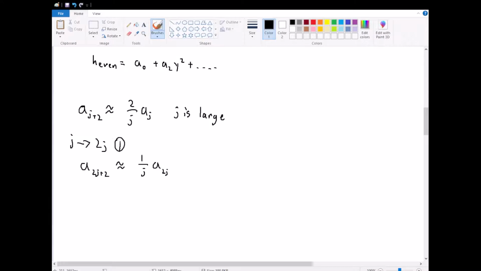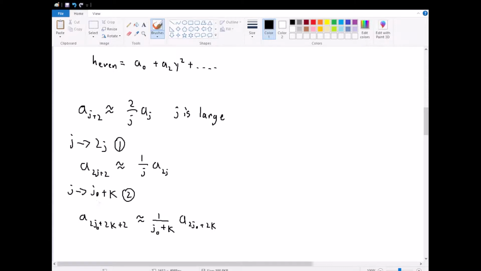So I'm going to keep track, and I'm going to say this is the first thing I did, and keep going. We're going to do another change in index: from this point, we change j to j naught plus k. This is our second index change. If we do that, we get a of 2j plus 2k plus 2 behaving something like 1 over j naught plus k, multiplied by a of 2j naught plus 2k.